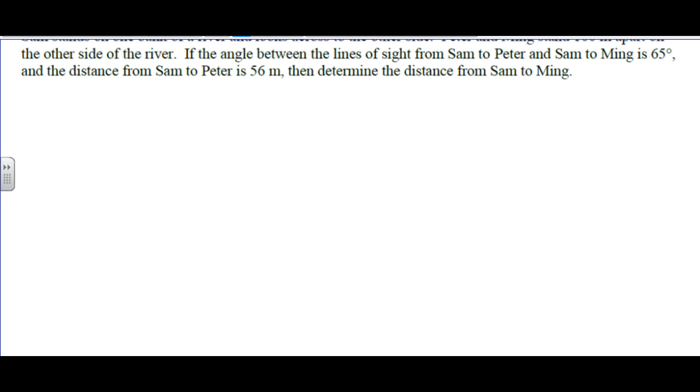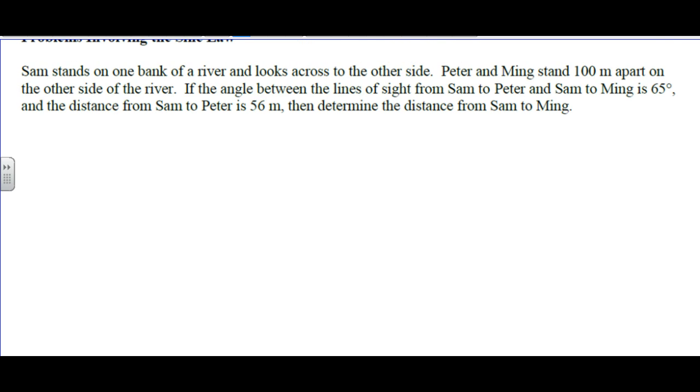So the first step is we need to draw an accurate diagram. We need to label it. And by accurate, I don't really mean to scale. It just needs to have the information indicated on it. So Sam stands, so we've got two banks of a river. And here's Sam.